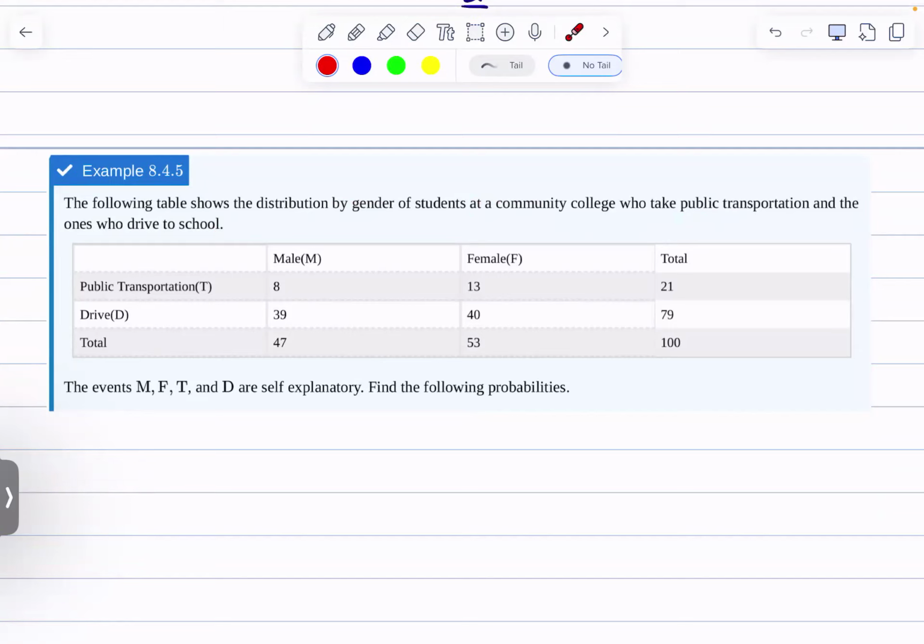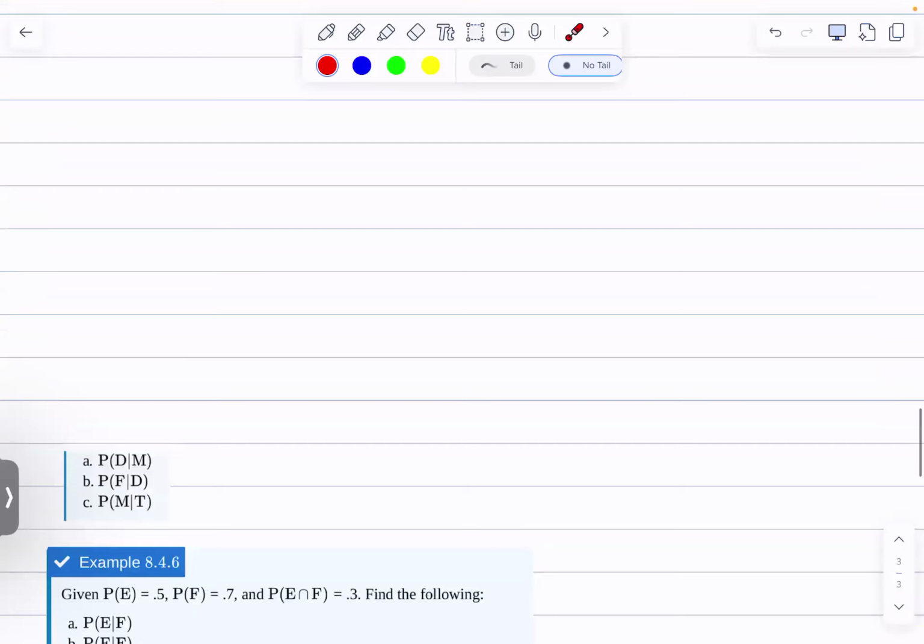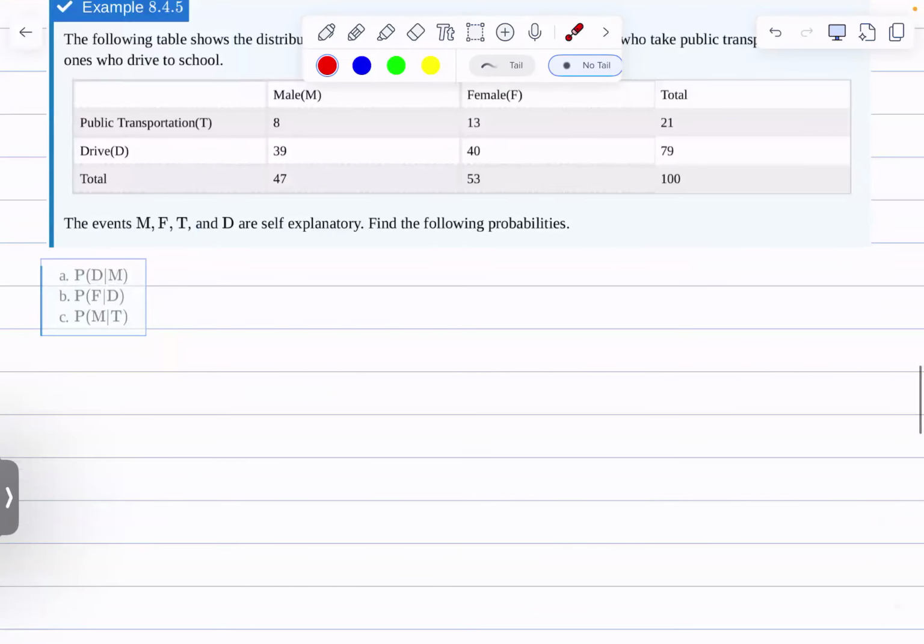And so they declare that the events M, male, F, female, T, public transportation, and D for drive are self-explanatory, mostly because they assign them in the headers. So that helps. And we're going to find some probabilities. Now, if you have a table like this, I think the easiest way to find probabilities is just use the table and just read the table, right? And I wouldn't recommend using the formula for these.